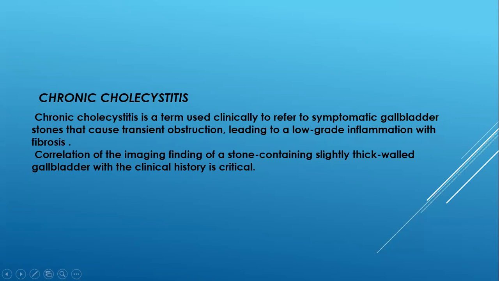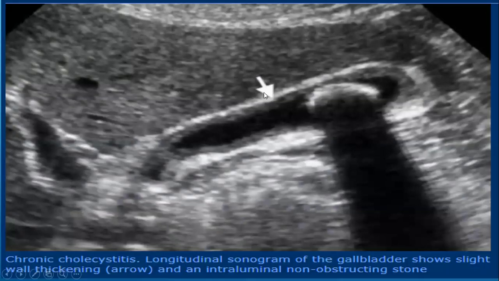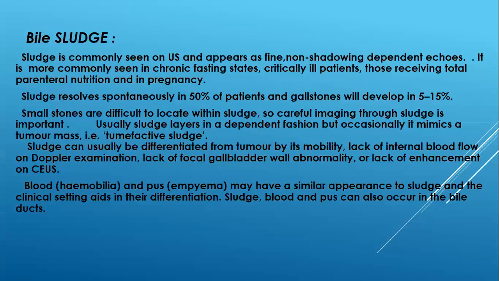Chronic cholecystitis is a term used clinically to refer to symptomatic gallbladder stone that causes transient obstruction leading to low-grade inflammation and fibrosis. يعني اكو stone بس inflammatory process تكون slowly leading to the fibrosis of gallbladder. Correlation of the imaging finding of stone containing slightly thick wall gallbladder with the clinical history is critical. هاي الكيس مالتنا اللي هي ultrasound. stone شفنا موجودة، small gallbladder size مالتها small with thickness of the wall. هاي chronic cholecystitis.